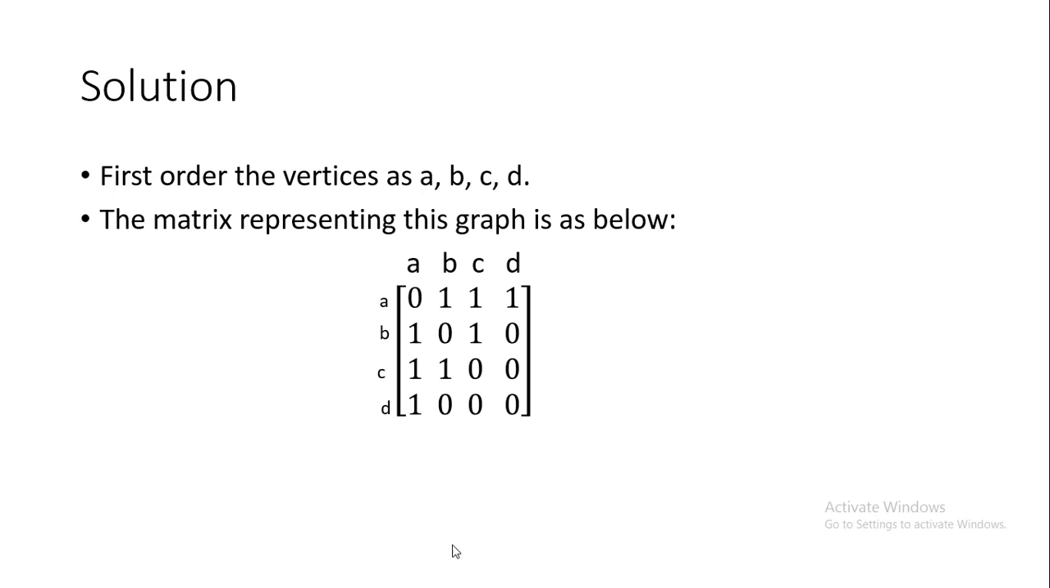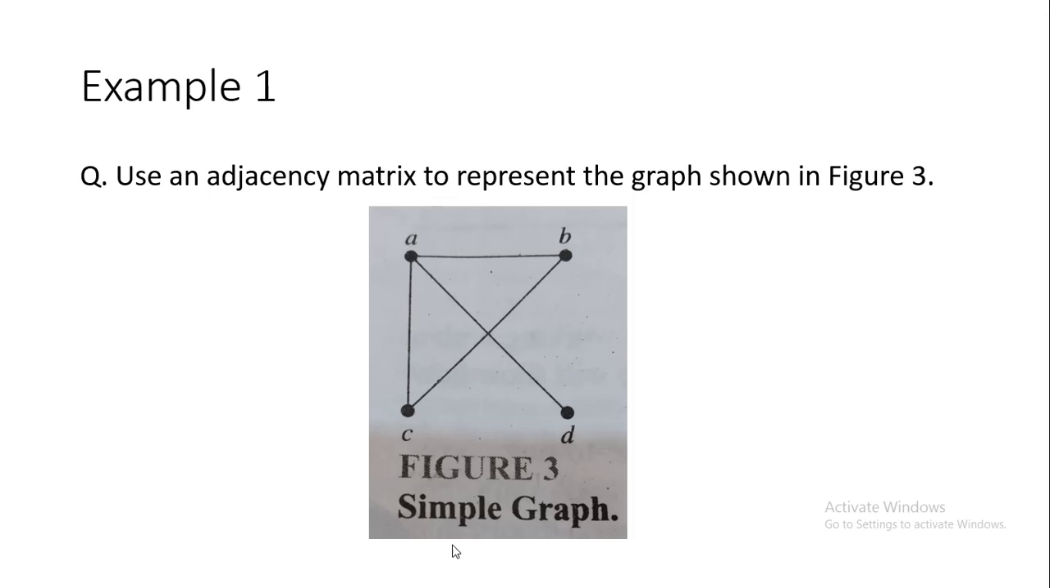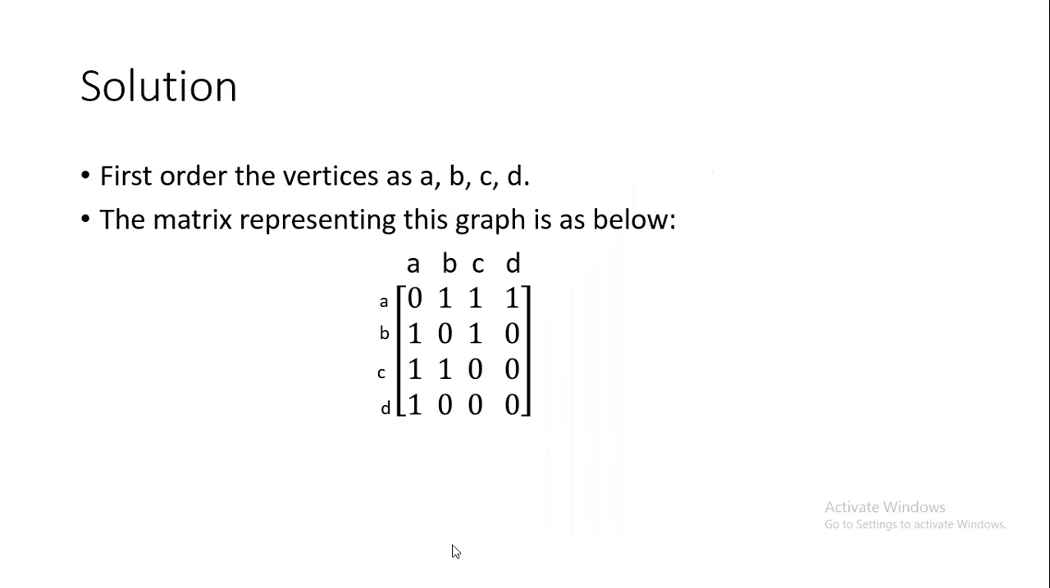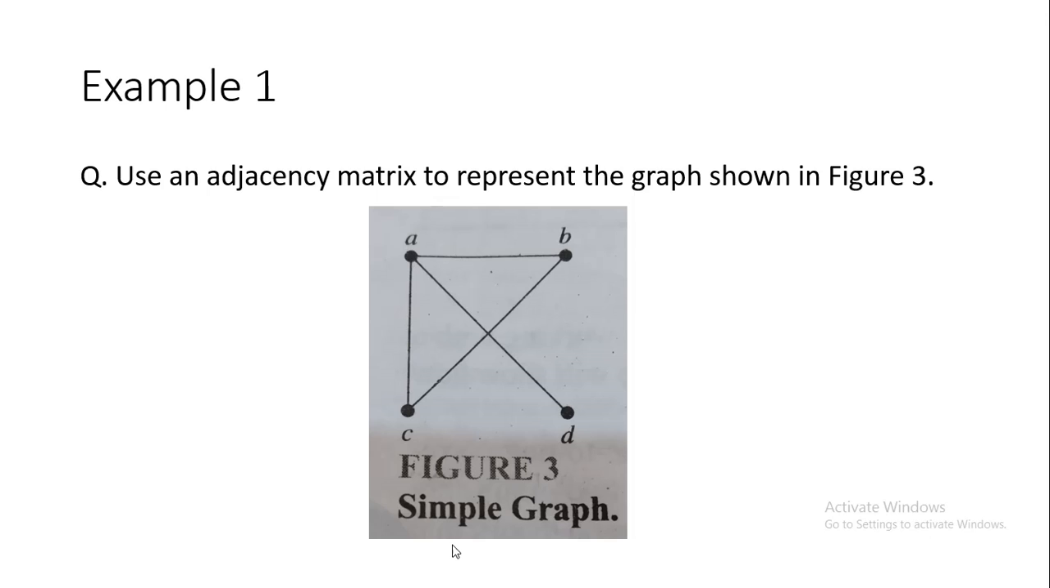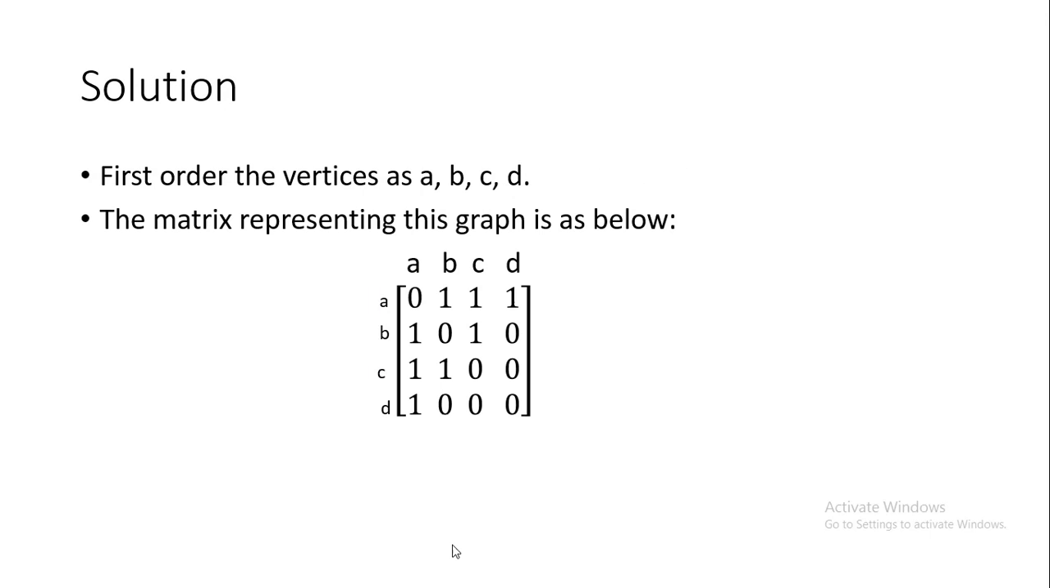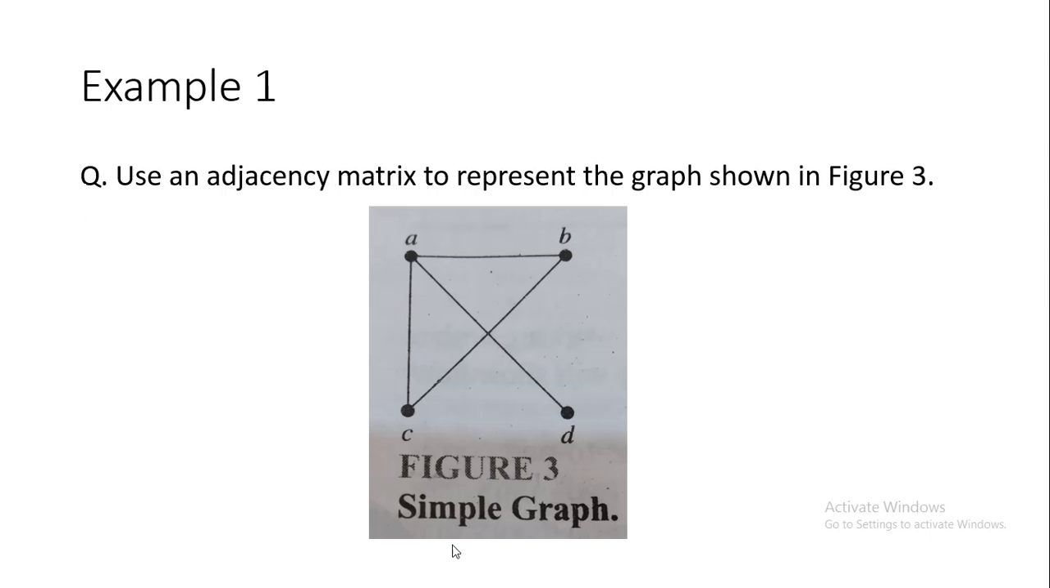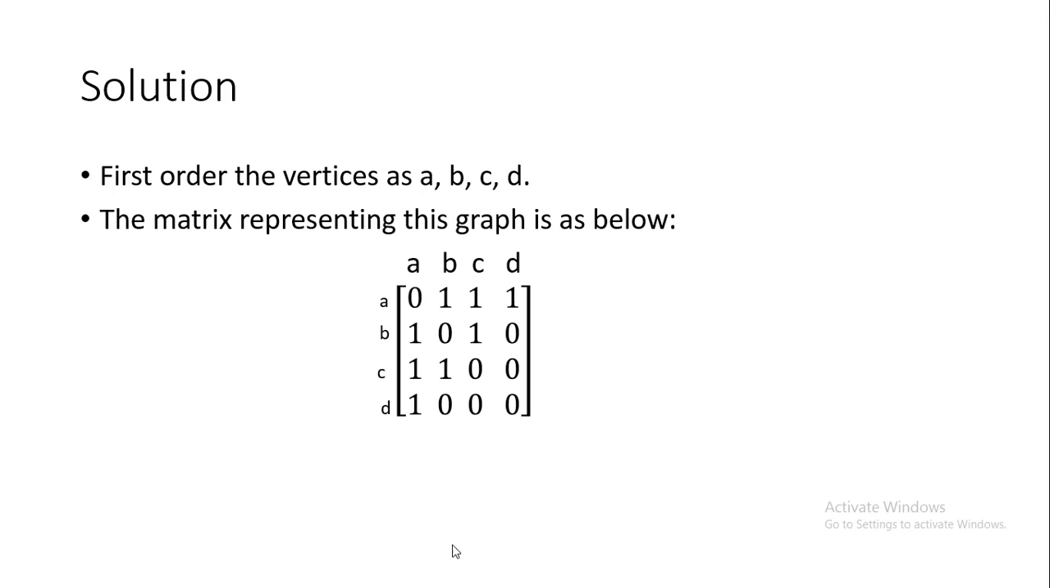Second row is over. Third row, first column, C to A: yes, an edge is present. C to B, an edge is present. C to C, no loop. C to D, no edge is present. Similarly, you can check the fourth row and all its columns.